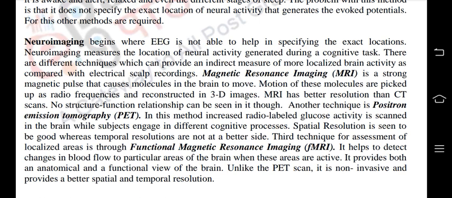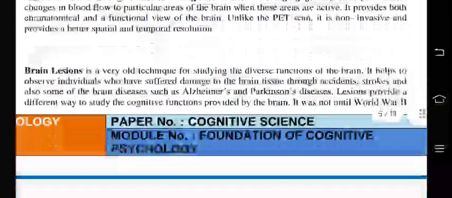The third technique for assessment of localized areas is functional magnetic resonance imaging, or fMRI. It helps to detect changes in blood flow to particular areas of the brain where these areas are active. It provides both an anatomical and a functional view of the brain. Unlike the PET scan, it is non-invasive and provides better spatial and temporal resolution.